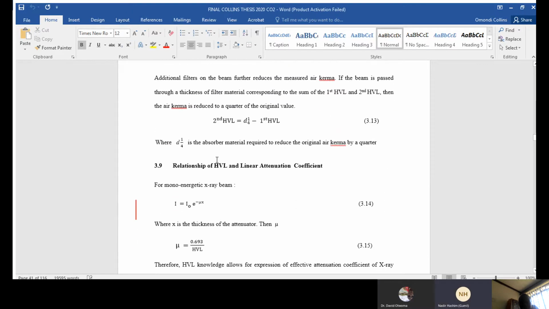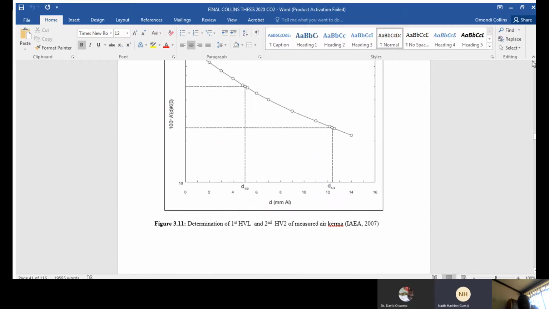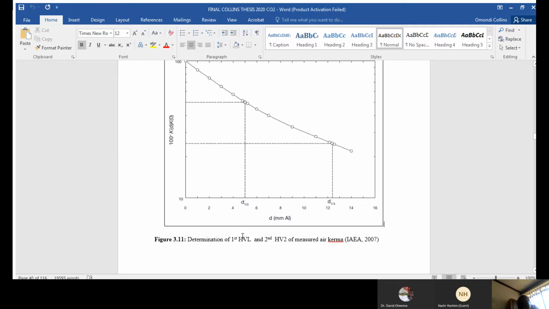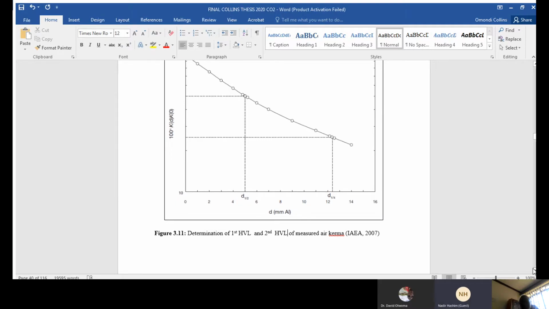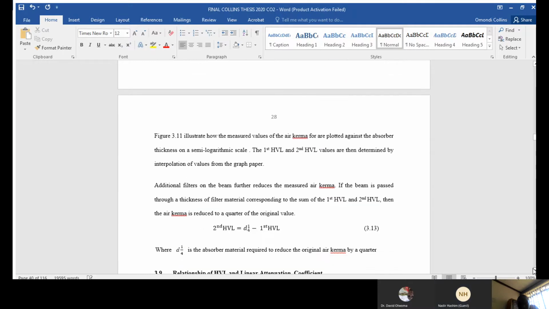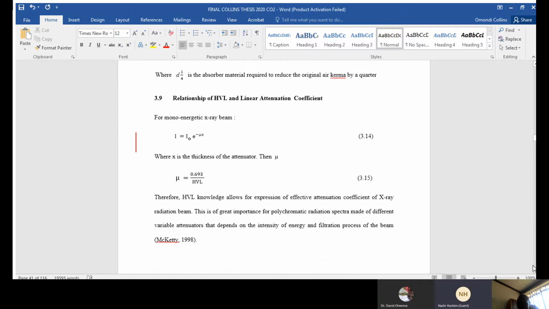Okay. Go on. So this is the formula for the second half value layer. Let's see the figure caption for that diagram. Determination of the first half value layer and the second half value layer. It's a mistake here. Okay, you can correct that one. Yes, of the measured air camera. Okay. So D is in millimeters. Yes, D is in millimeters. Thickness of the material. Okay. Fine. Let's go ahead, we can proceed.